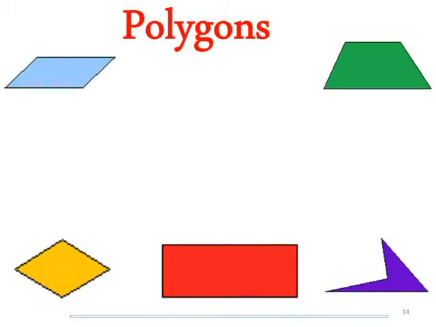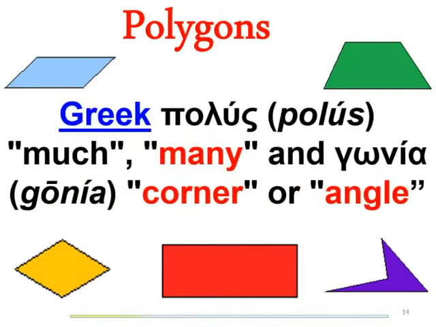Now for something a bit more challenging, polygons. The word polygon is, like most good things, derived from Greek and literally means many corners or angles. Squares, rectangles and triangles are all examples of polygons, but there are far more of them out there.